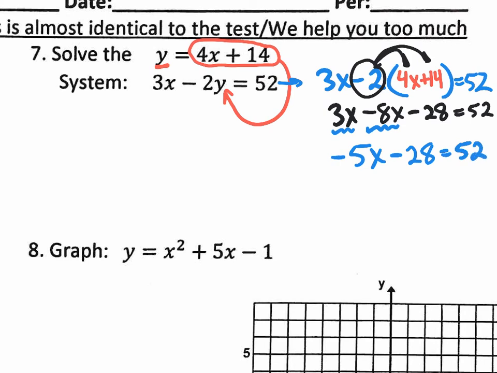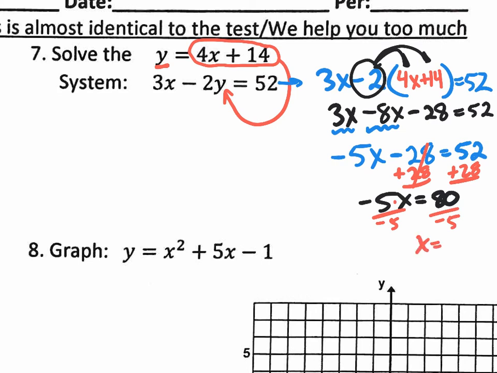You now have a 2-step equation. Let's get rid of the minus 28 by adding 28. What you do to one side, you do to the other side. You're going to end up with negative 5x equaling 80. Then we divide by negative 5, divide by negative 5, and we will get negative 16. So x equals negative 16. Of course, use a calculator if you're confused.